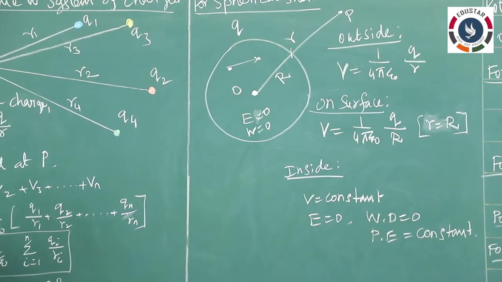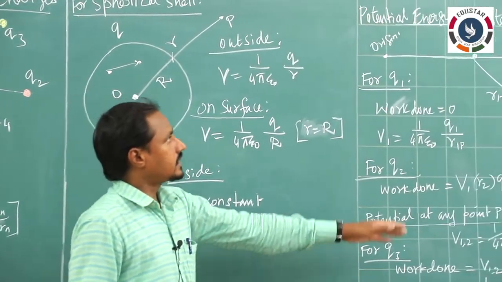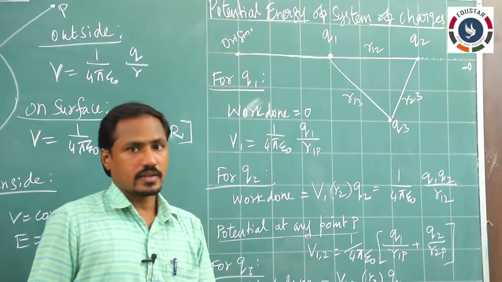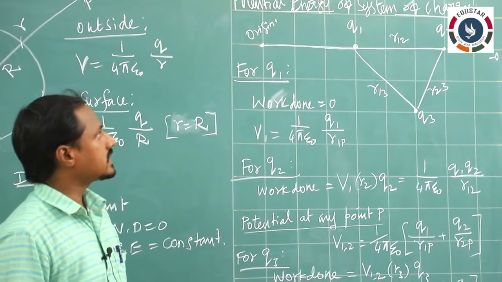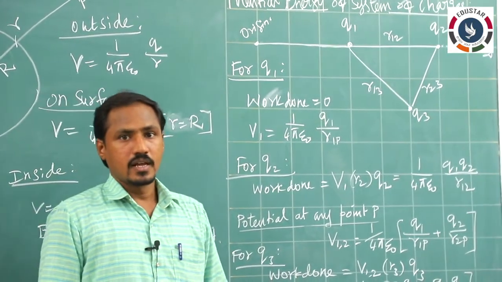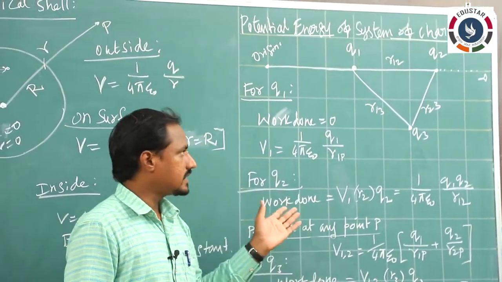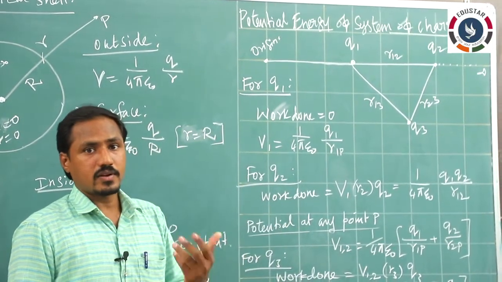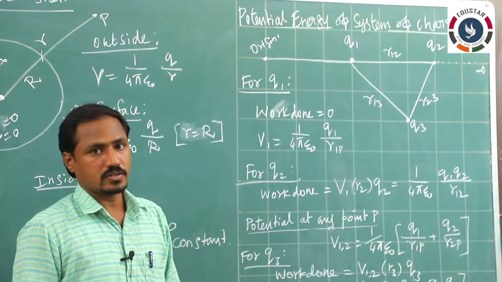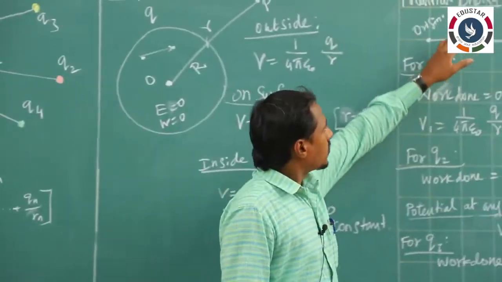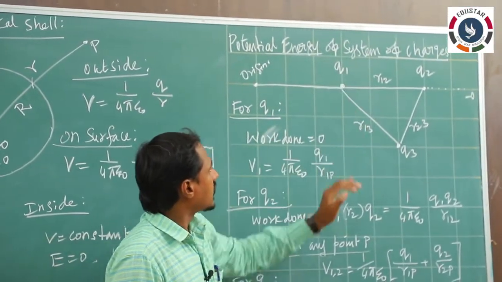Next we move to the potential energy of the system of charges. I initially told the difference between potential energy and potential: potential energy is for a particular charge Q, while electrostatic potential we assume for a unit positive charge, plus 1 coulomb. So, the potential energy of the system of charges.